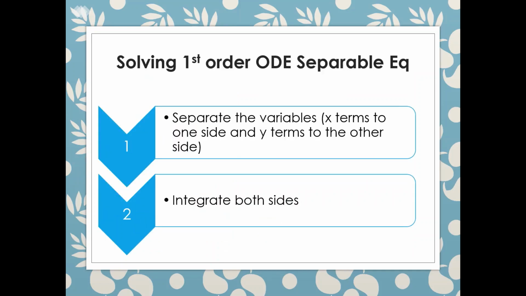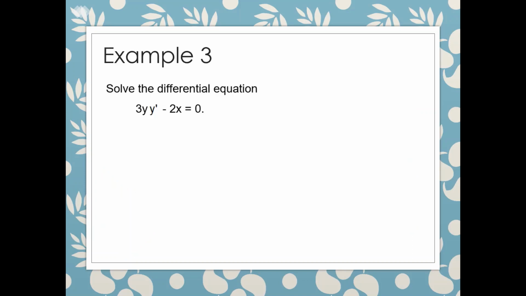Following are the steps to solve the first order ODE which is separable. First, you need to separate the variables by moving the x to one side and y to the other side. After you separate the variables, next you integrate both sides. Refer to example 3. You need to solve the differential equation.